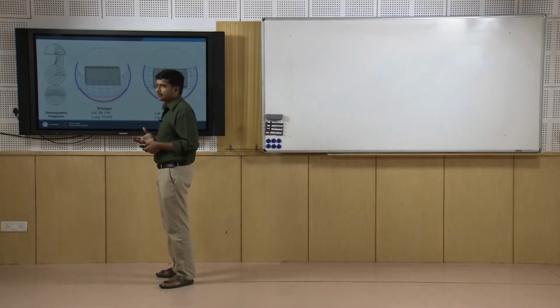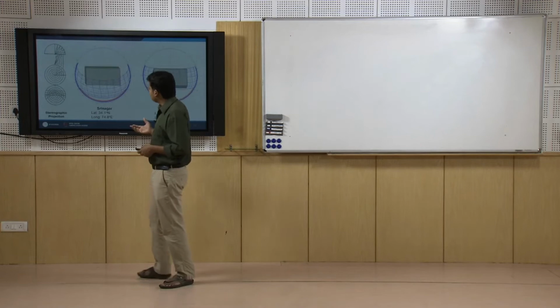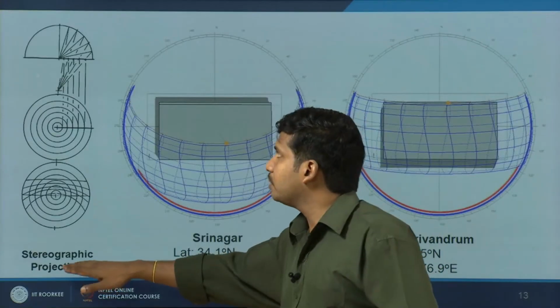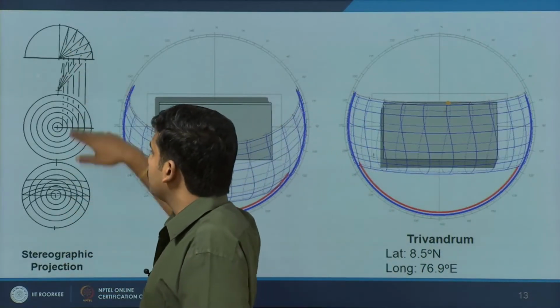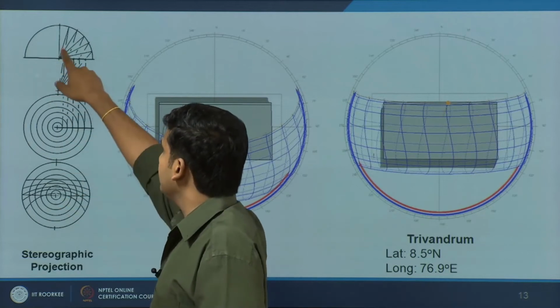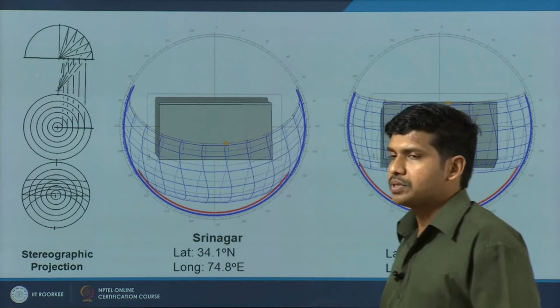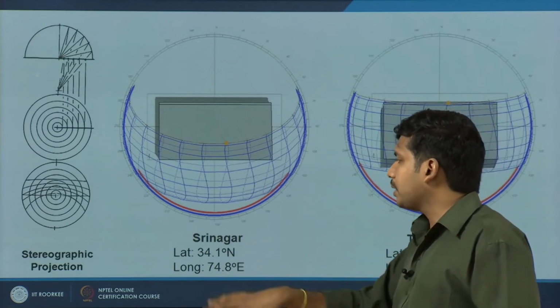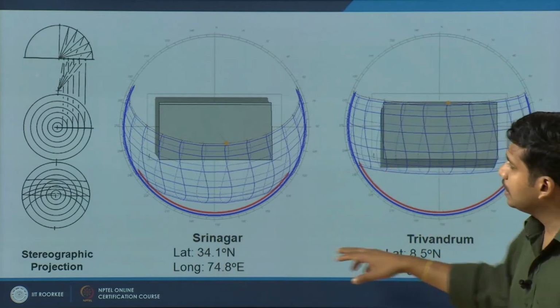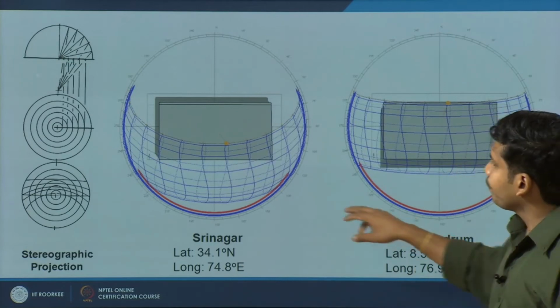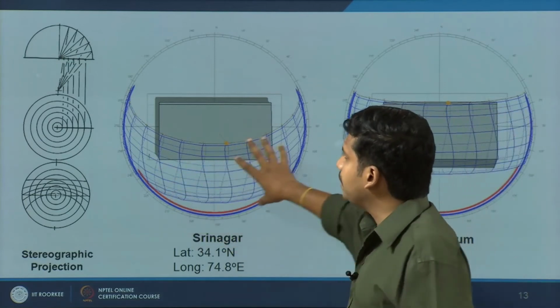There are other types, as I said, like spherical and orthographic, but mainly we are looking at a stereographic projection. You need 2 specific angles, the altitude angle and the azimuth angle, to locate or map the position of the sun. Now coming back to our 2 example cities, Srinagar and Trivandrum, the solar movement can be mapped like this.